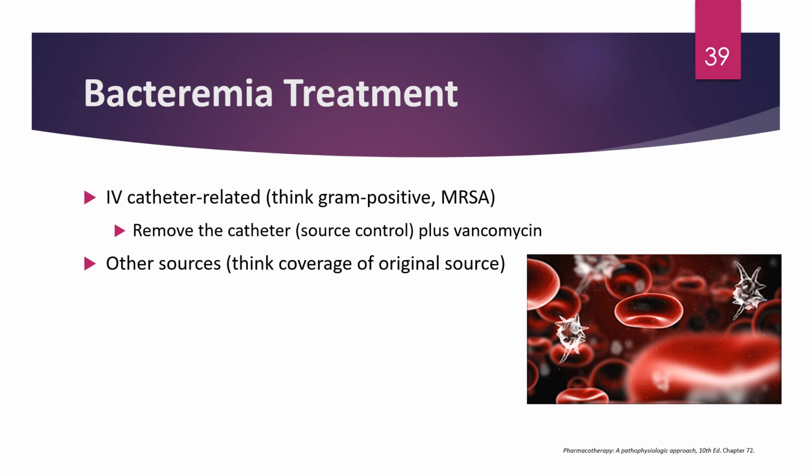For other sources, just think about the original coverage of the source. So if you have a bacteremia that's coming from a pyelonephritis, you might want to cover for gram negatives. If you have a bacteremia that's coming from a skin and soft tissue infection, depending on the type of infection and whether it's community or hospital acquired, you might want to cover, at minimum, MRSA and gram positives, but you may spread that coverage out to also include gram negative, pseudomonas and anaerobes if you have a diabetic foot infection or a hospital acquired infection of the skin and soft tissue that results in a bacteremia.